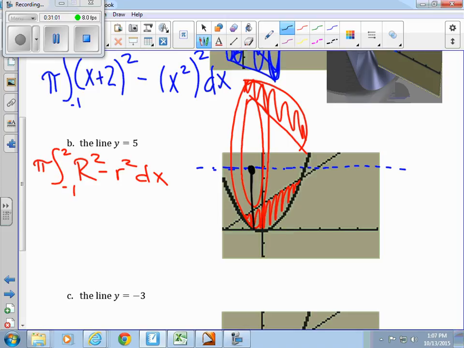So the outside radius is the distance from here to the bottom part of this parabola. Would you agree? Let me draw another big circle. Does everyone agree? So where's here? 5. And where's here? x squared. So that distance would be 5 minus x squared.